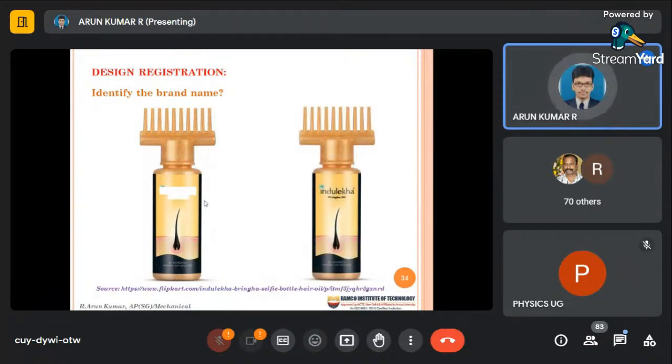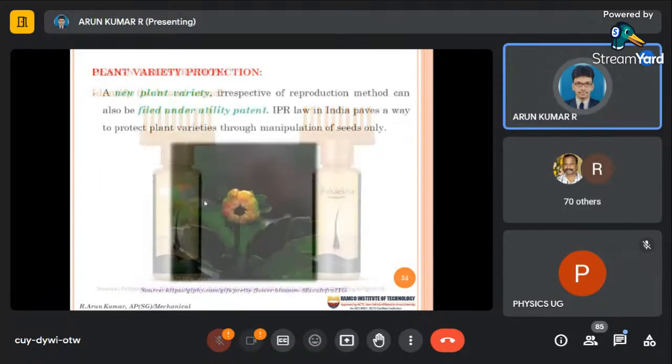Now that unique shape can be protected under industrial design, and for your information they have protected it, and that is why you cannot see competitors having a similar kind of bottle. Because they have protected it under industrial design, that gives you the market advantage over your competitor.